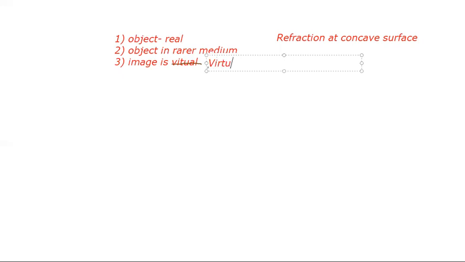Virtual. Image is virtual. So refraction at concave surfaces when the object is real, object is in rarer medium and image is virtual, right?